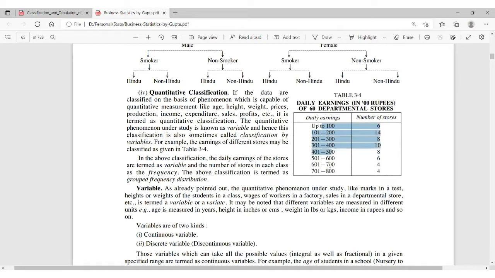If there is a single number, for example here it is written like 100, 200, 300, then that is called a discrete variable. Any question? Sir, blood pressure is also a continuous variable. If the variable is single, that is called discrete. Where there is a range, that is continuous. Okay.